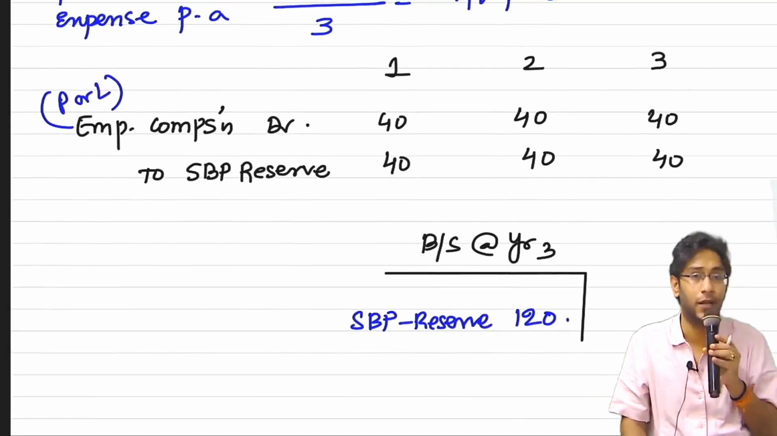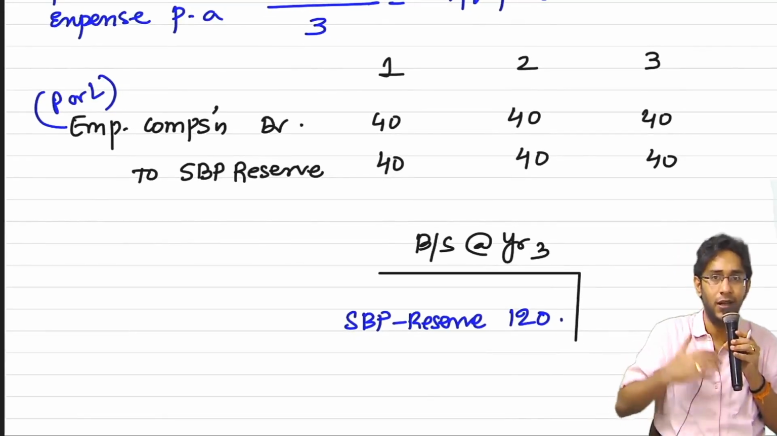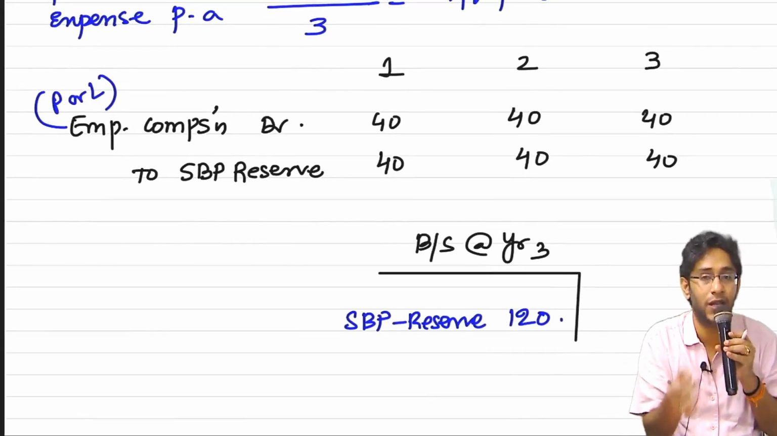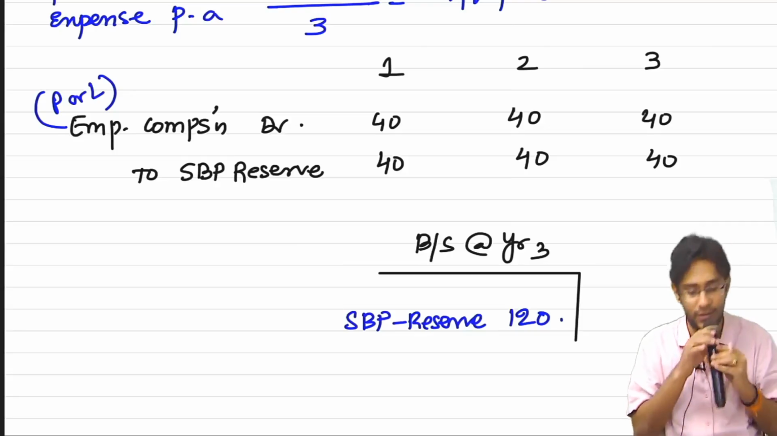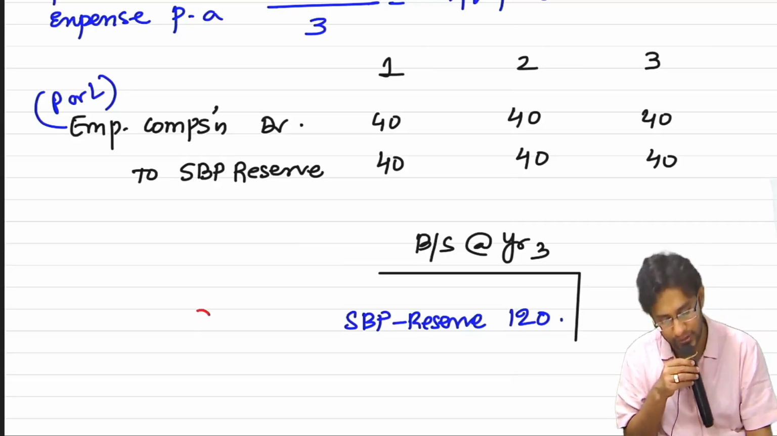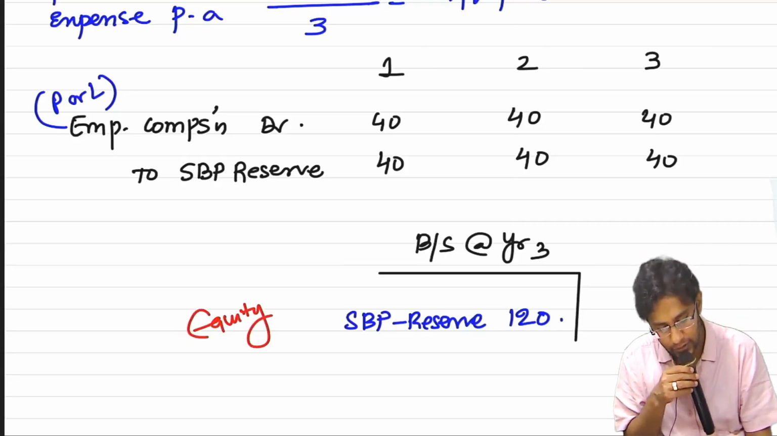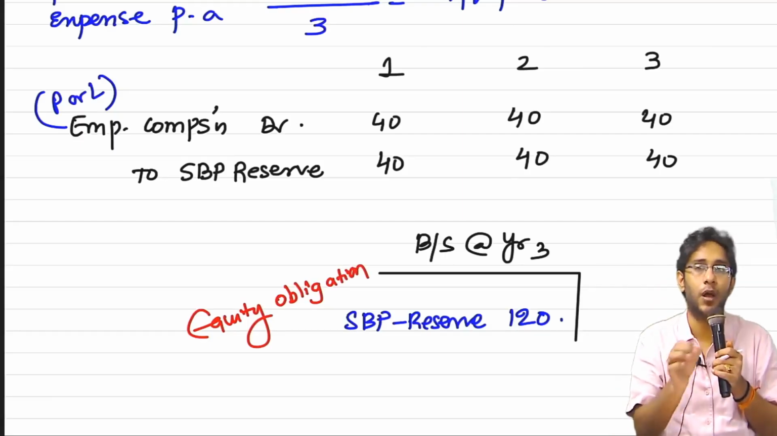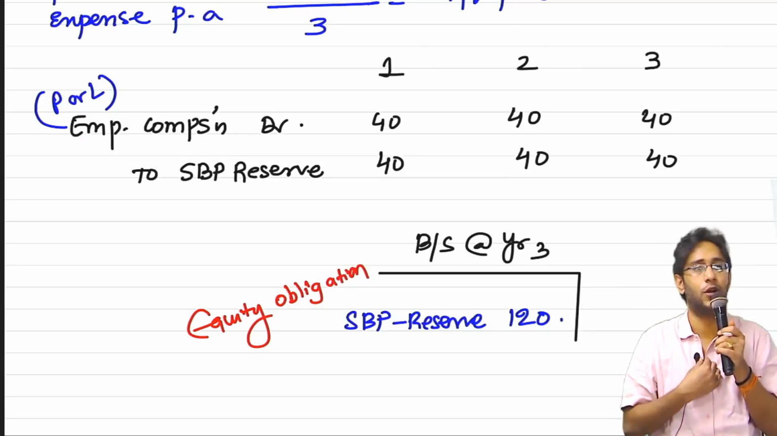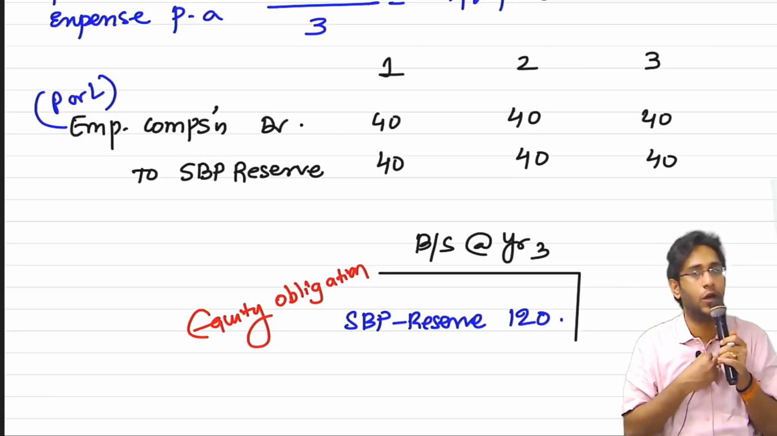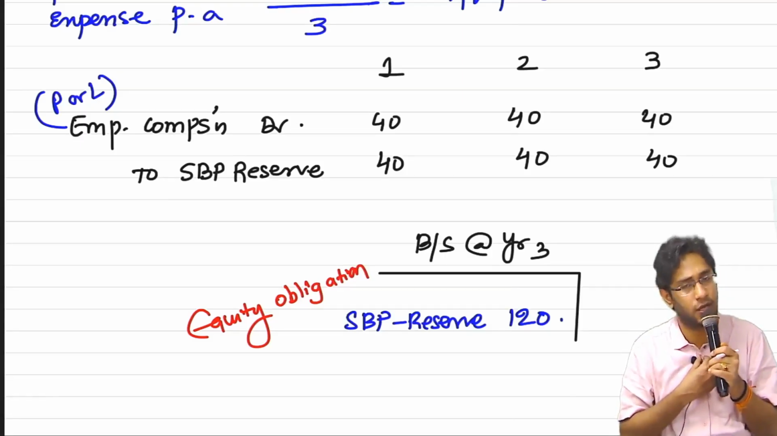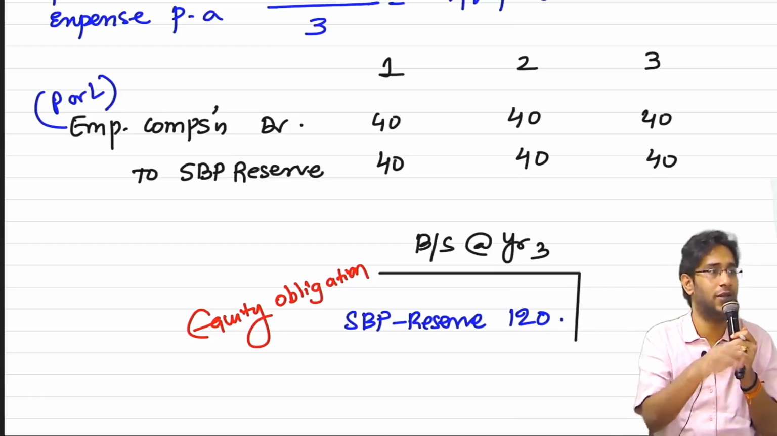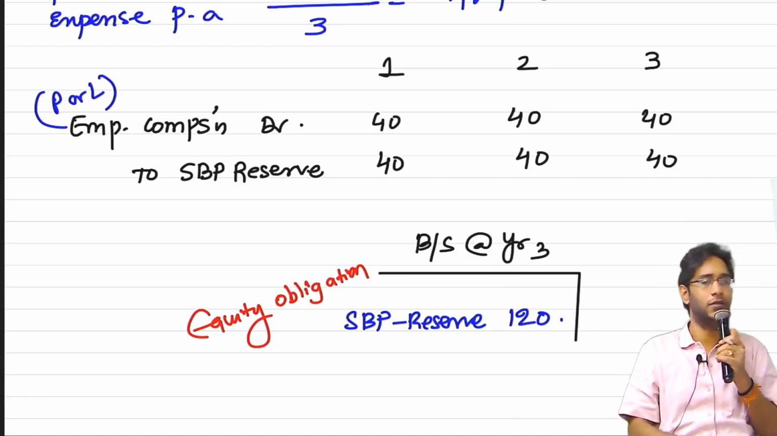SBP reserve basically represents the obligation of the entity towards the employee for issuing equity shares. Even though its name is SBP reserve, in textbooks and all, it is called as equity obligation. If there is an obligation to pay cash, that is a financial liability. It is not an obligation to pay cash, it's an obligation, but to issue equity shares. Therefore, we call it as equity obligation SBP reserve.